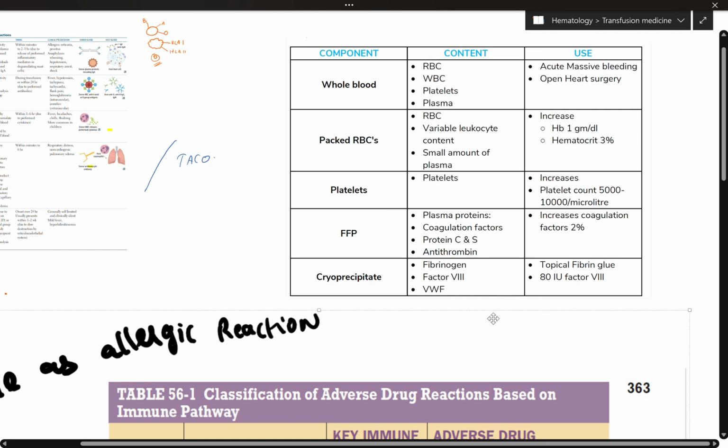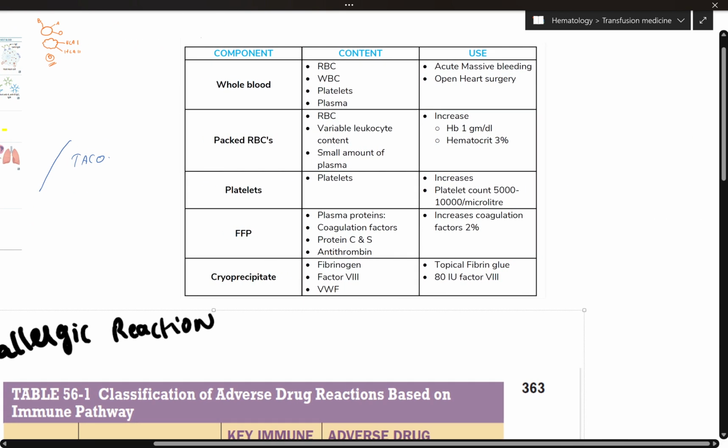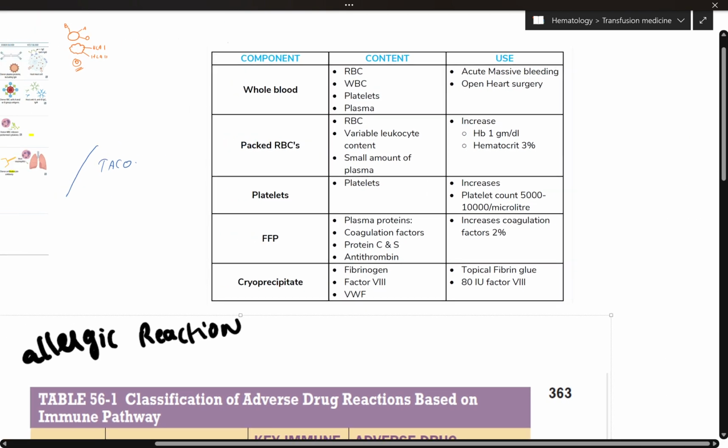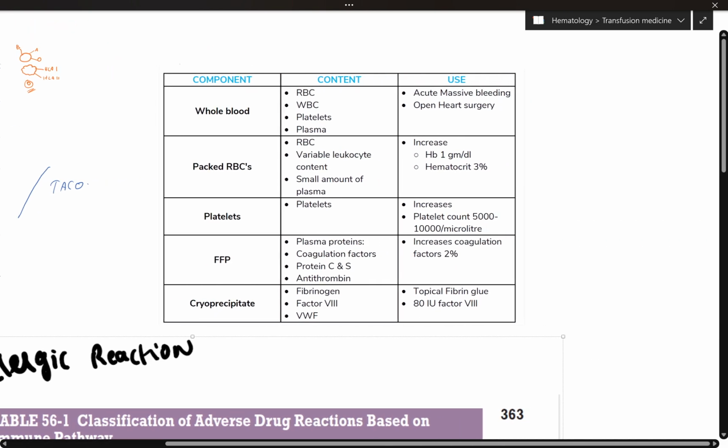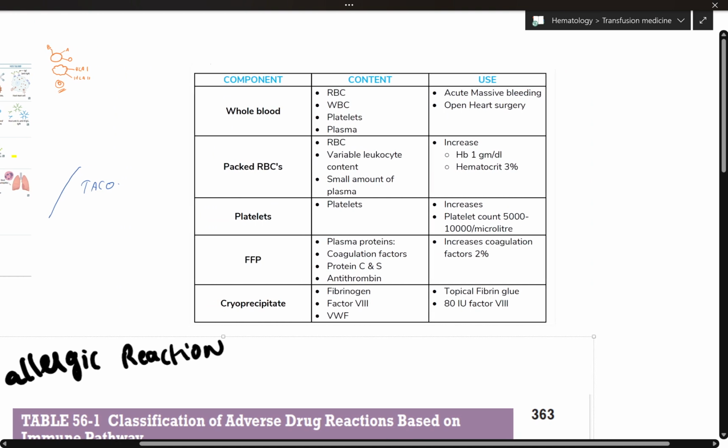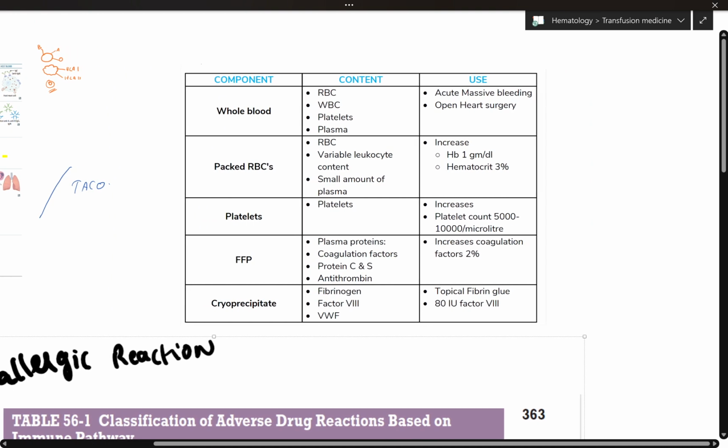Okay, so I want to do this video on transfusion medicine because there are really very few materials out there, and it's very important for all competitive exams. So let's just start off. Basically, blood has various components.